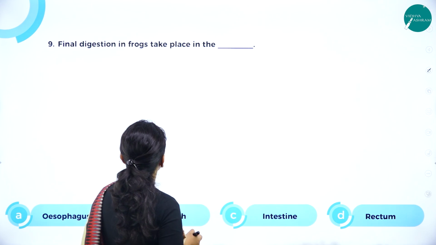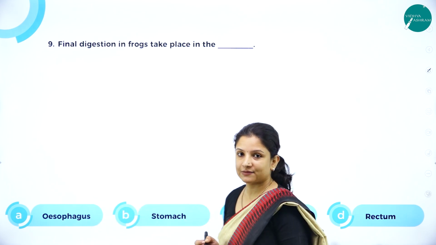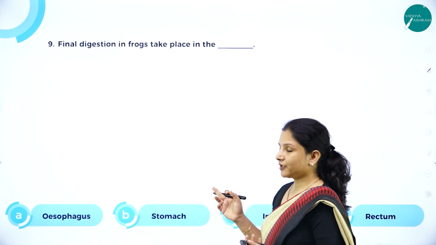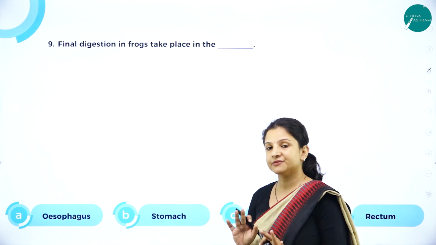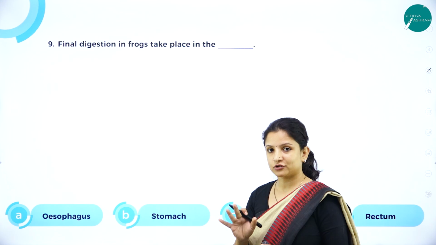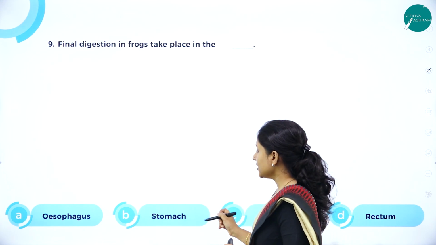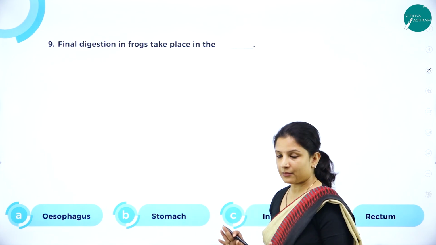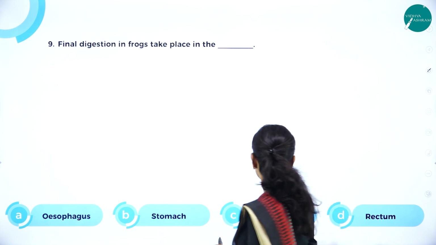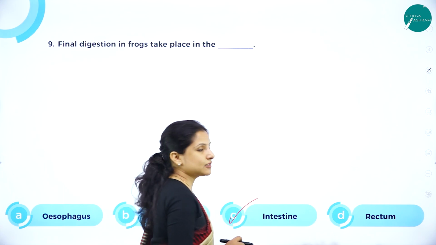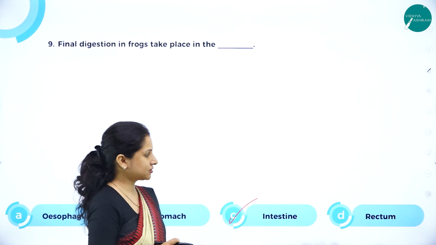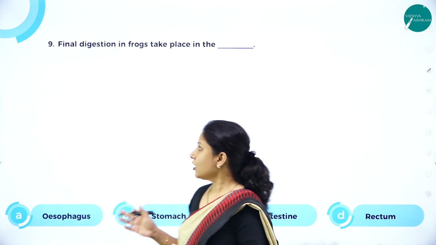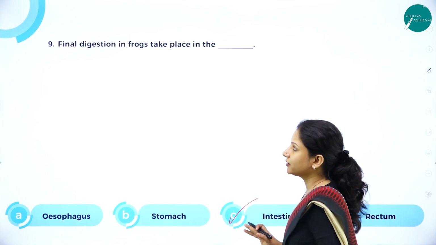Next question. Final digestion in frog takes place in. Where does the final digestion take place? Is it esophagus? No, esophagus only helps in carrying the food to the stomach. Digestion will not occur there. Stomach, partial digestion occurs in the stomach. The food will not get completely digested in the stomach. It is the intestine. It is in the intestine that the food gets completely digested. Rectum, undigested food moves into the rectum. So therefore, option C is the right answer here.